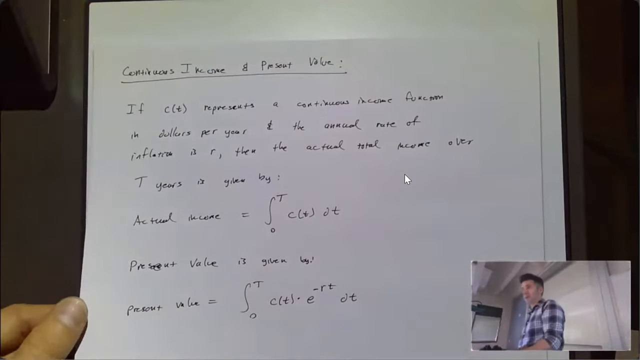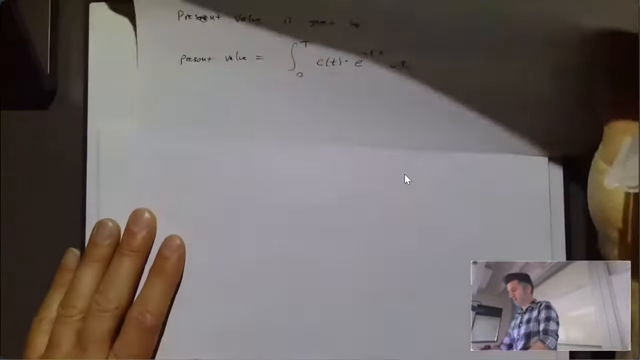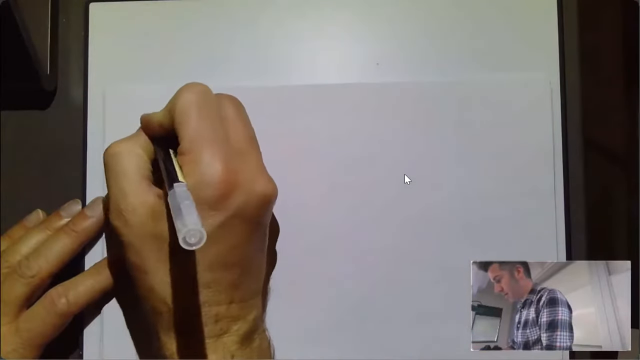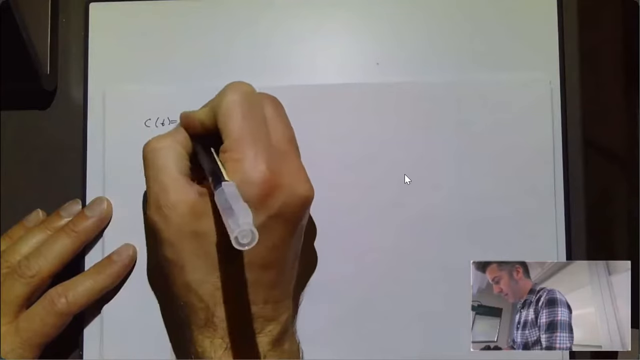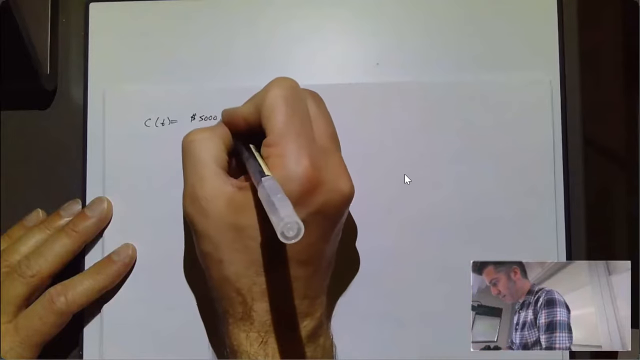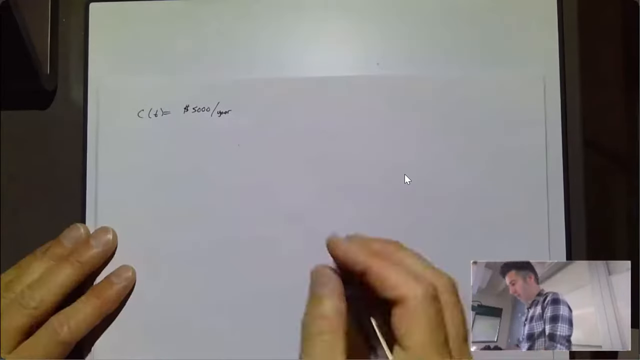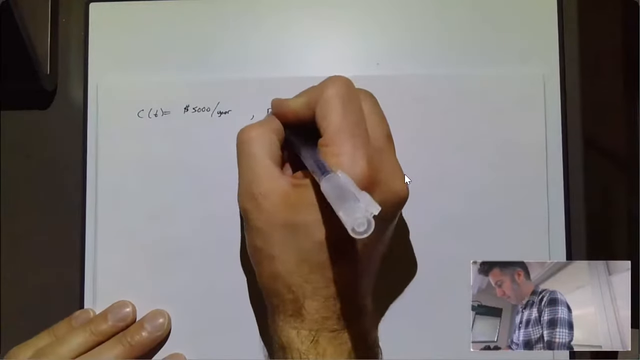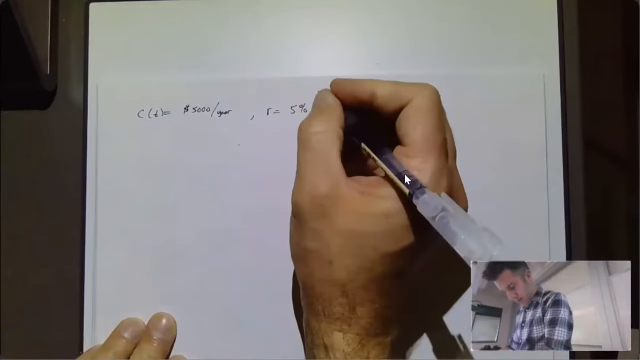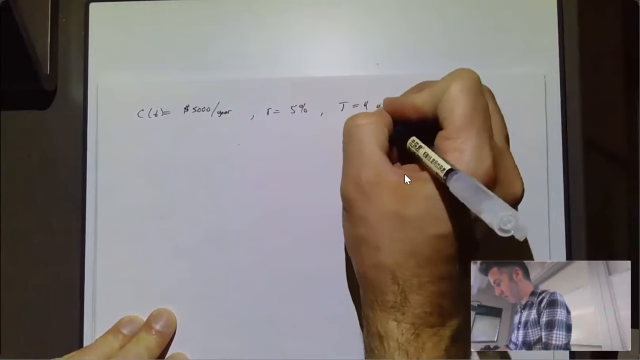So let's look at an example that's easy, and then we'll look at one that's a little bit harder. Let's say our continuous income function was $5,000 per year, or we would just say it's 5,000 really. And then let's say our interest rate is 5%. And let's say the time period we're looking at is 4 years.